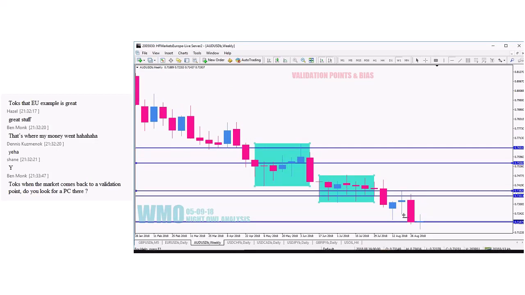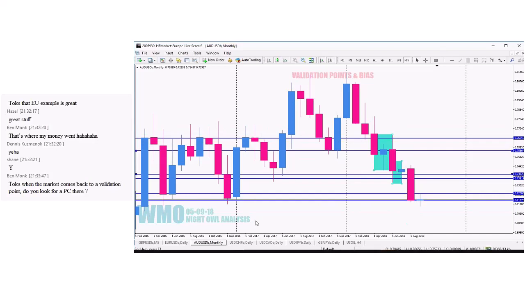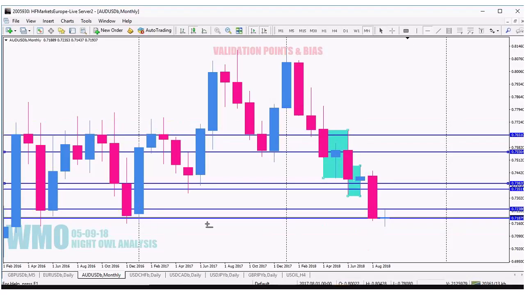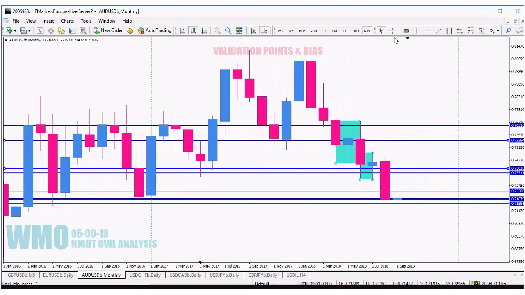Look, we are around the validation point now on Aussie. But I'm wary of Aussie because when I look at the monthly, I can see some double bottom. I'm thinking, is he stop hunting this double bottom over here? Because there'll be trillions and trillions of dollars waiting there that they're just taking out. But you know what? I would never predict the market.